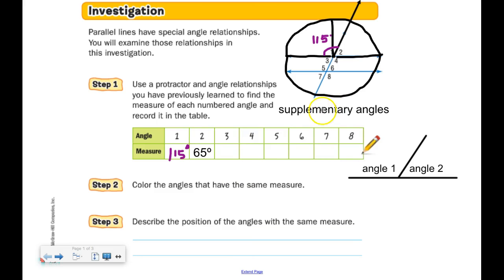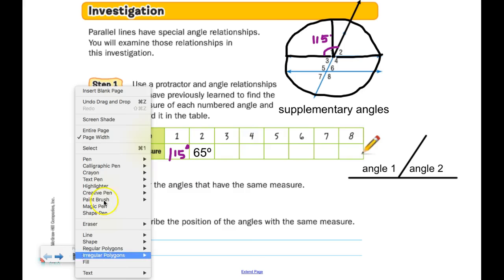Okay, let me erase what I have here. You really don't need to measure anything else with the protractor, so you can put the protractor on the side for a second. And then what we're going to do is just use some angle relationships you've previously learned. So really what we're going to focus on here is the idea behind supplementary angles. So we're not going to do any measuring for right now anymore.